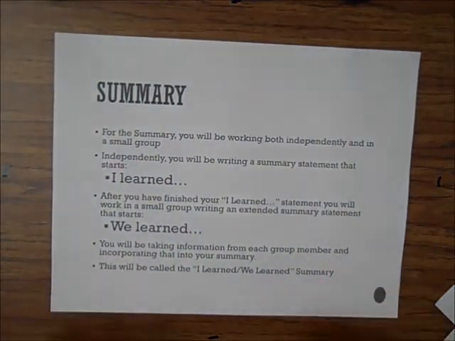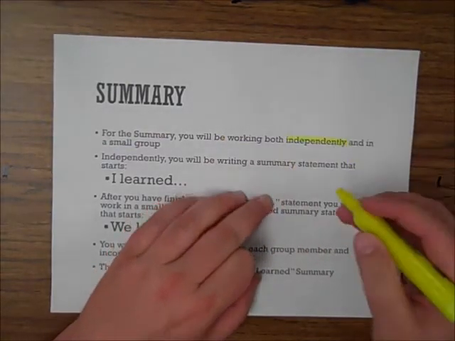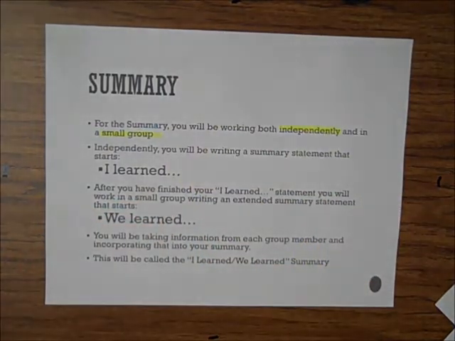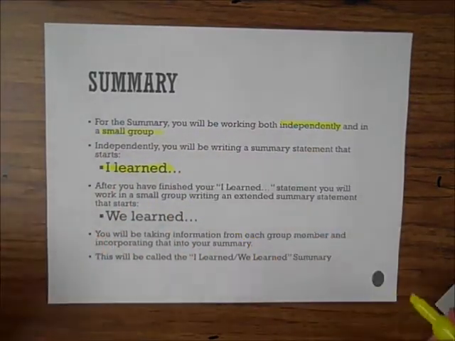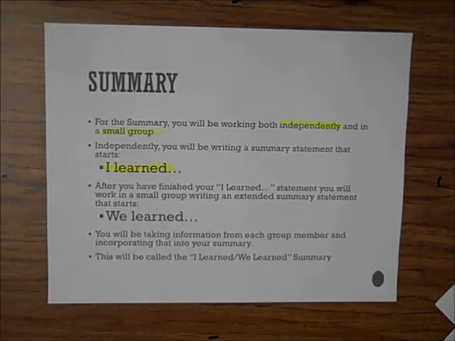Your third section of the DKSQ Notes is the summary. For the summary, you will be working both independently and in small groups. Independently, you will be writing a summary statement that starts, "I learned..." and you fill in that statement. Now, I'm not looking for a 4-sentence statement. I need a well-written, well-thought-out, "I learned" statement. I will give you some tips and some advice on how to do this, but I am expecting you as 8th graders to be able to write this as well as you can.